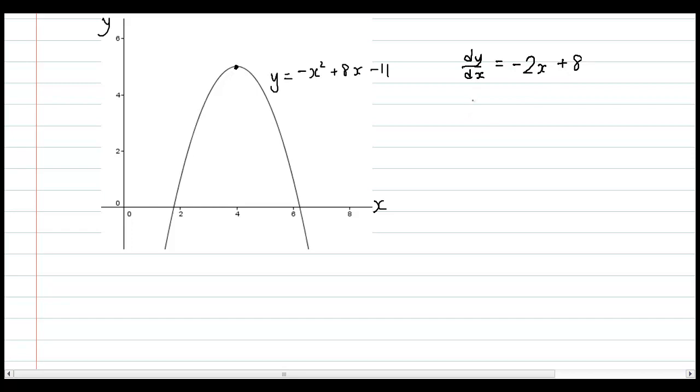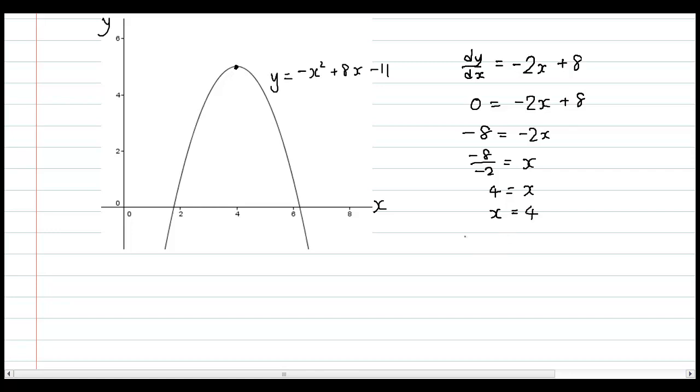And then we substitute 0 into the derivative. So 0 is equal to negative 2x plus 8. Rearrange it to make x the subject. So negative 8 is equal to negative 2x, and x is equal to negative 8 divided by negative 2, which is equal to 4. So x is equal to 4.